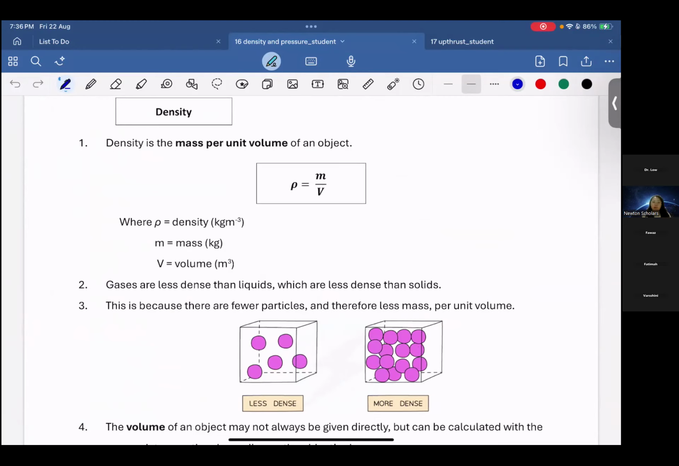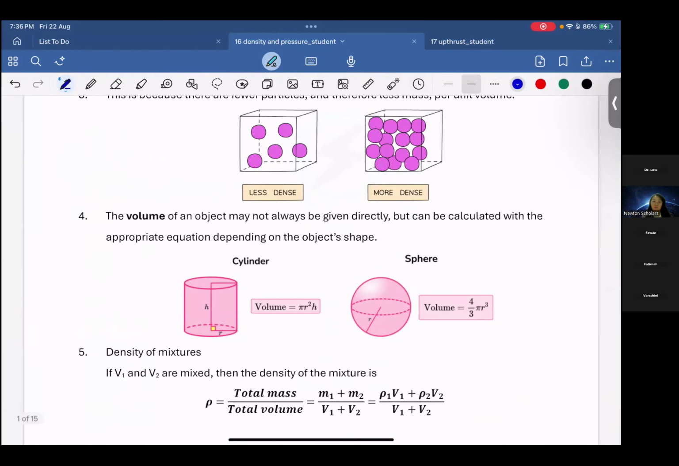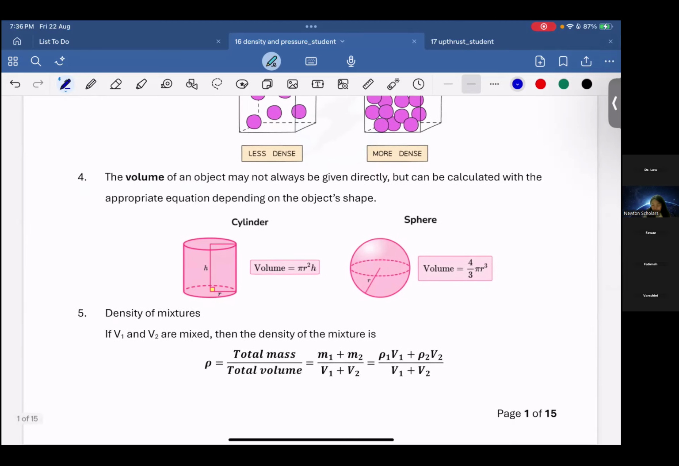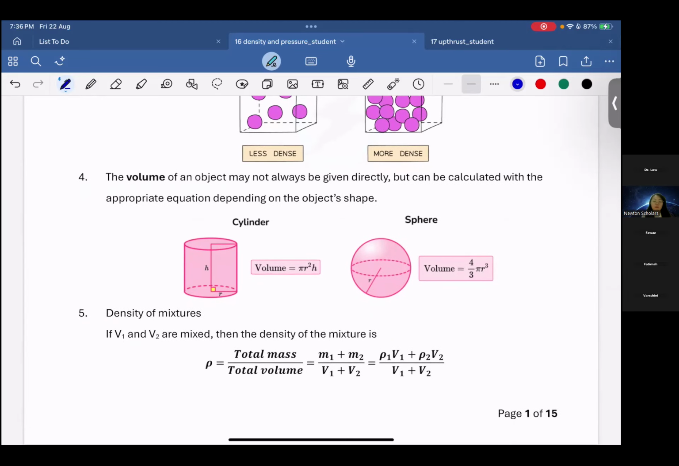In our AS, they want you to know how to use the volume for two cases, cylinder and sphere. Normally in our IGCSE or SPM, it was just a very simple cube or rectangle, so it's quite easy. Width times length times height is the volume. At AS, questions might involve a cylinder or sphere, so you have to know these two formulas, but there should be no problem because this is basic mathematics.